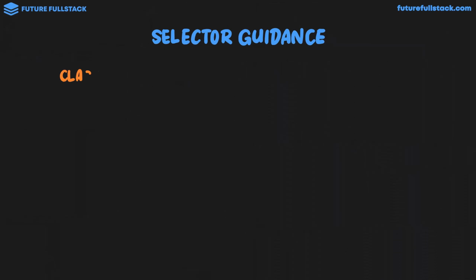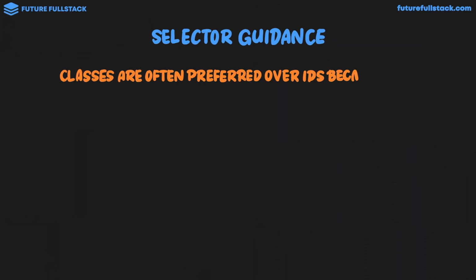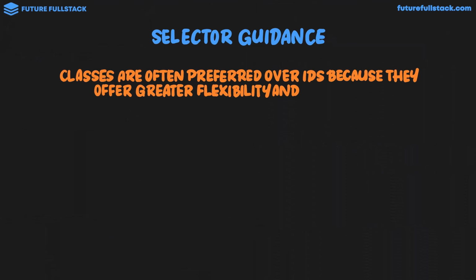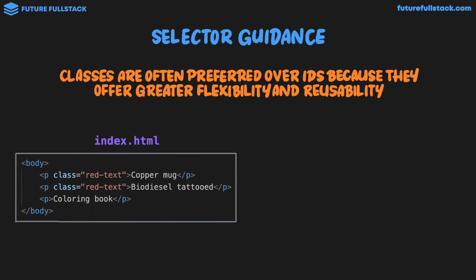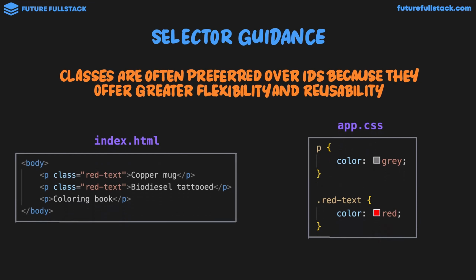So let's now discuss some selector guidance. Classes are often preferred over IDs because they offer greater flexibility and reusability. Let's have a look at an example. Let's say we had this index.html file, and we had this app.css file, targeting all paragraphs as grey, and then having a class called redText, which makes the text red.